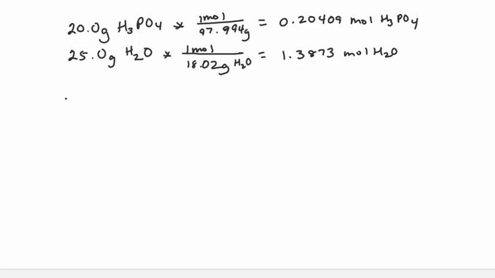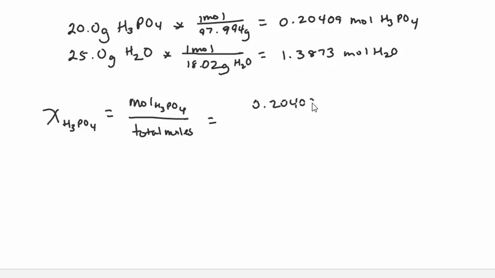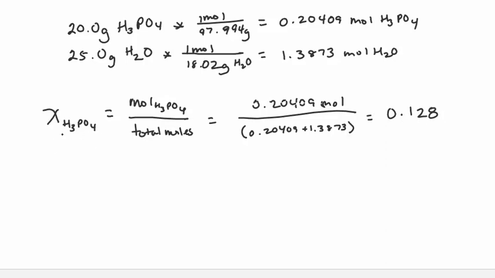So to find the mole fraction of my phosphoric acid, I need to take the moles of the acid, the moles of the solute, and divide it by the total number of moles. So I use my 0.20409 moles here, and I divide that by the sum of the moles that I've found. And I get a mole fraction of 0.128. Now that's the mole fraction of my phosphoric acid.